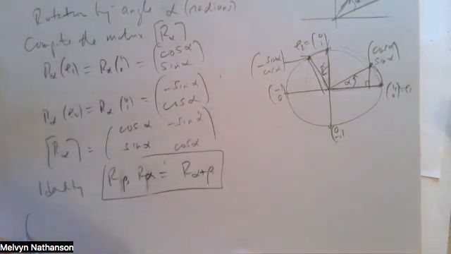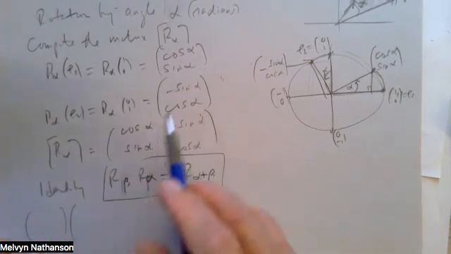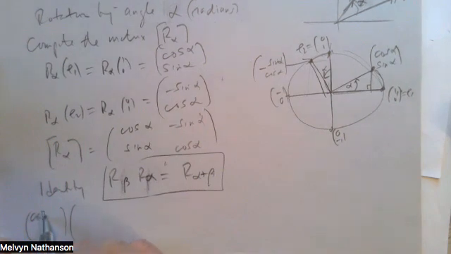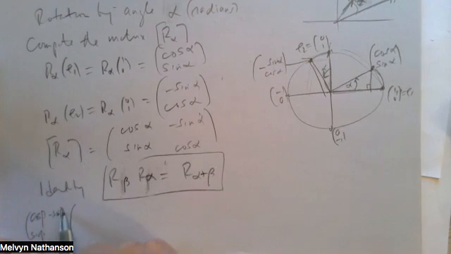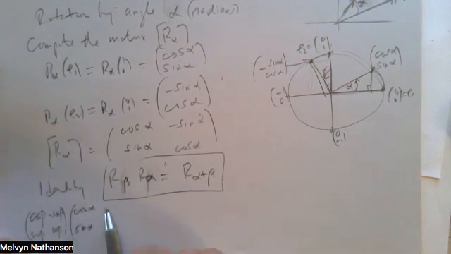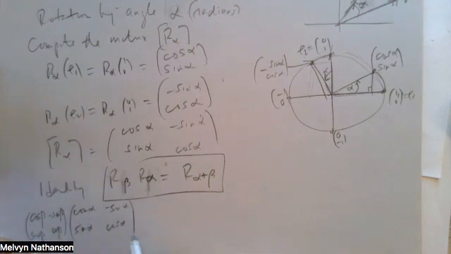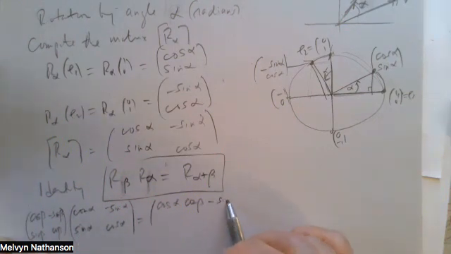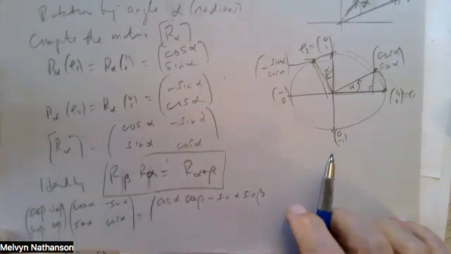So the matrix for R beta is cosine beta, sine beta, minus sine beta, cosine beta. And the matrix for alpha is cosine alpha, sine alpha, minus sine alpha, cosine alpha. What happens when you multiply these matrices? You get cosine alpha cosine beta minus sine alpha sine beta.